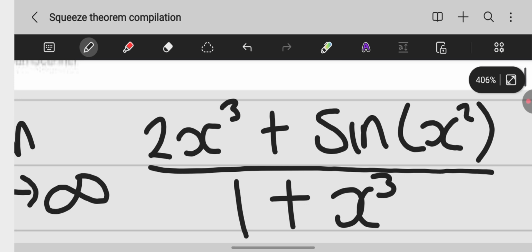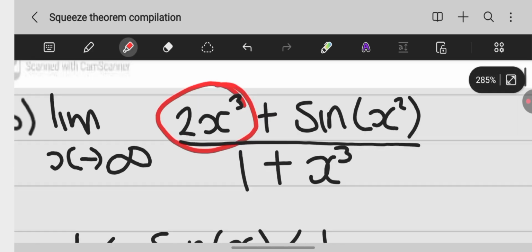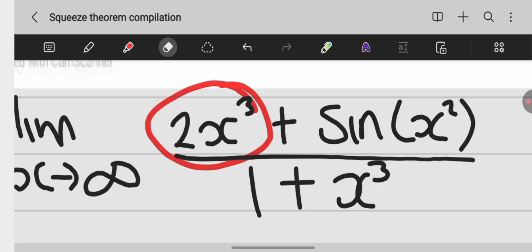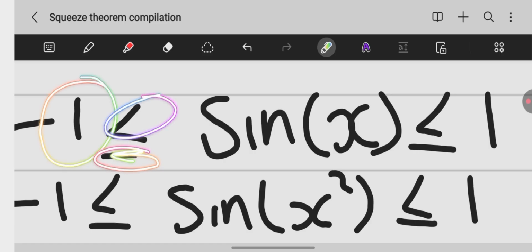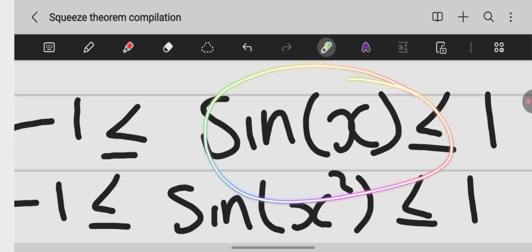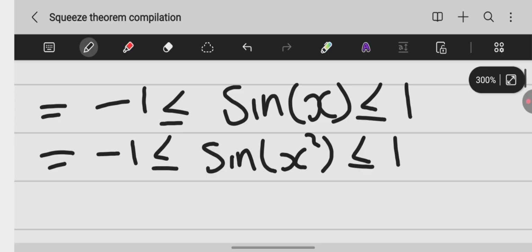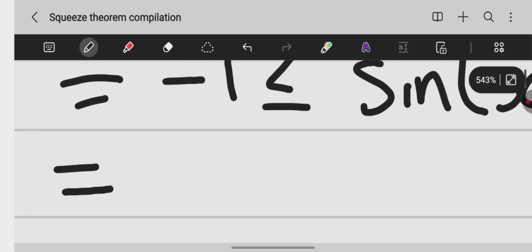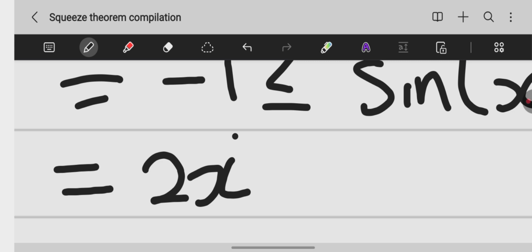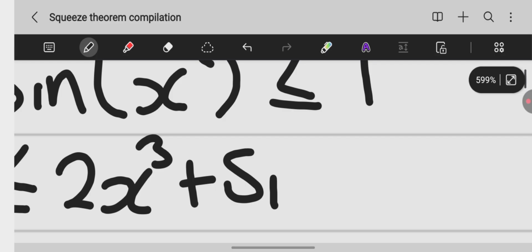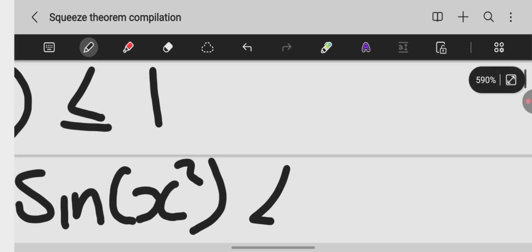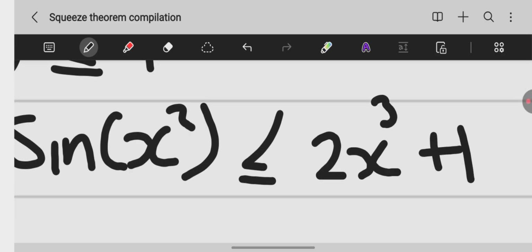And now we're adding 2x cubed, so we're going to add it everywhere so that we can have it in the middle. For us to have it in the middle, we have to add it everywhere, because remember, this formula says all of these are less than but can be equal to, so we always have to make it equal to, because it can also be equal to, right? So the safest is to make it equal to, so whatever we want to do here, we have to do everywhere. So we're adding 2x cubed: 2x cubed minus 1, and 2x cubed plus sine x squared, and 2x cubed plus 1, right?